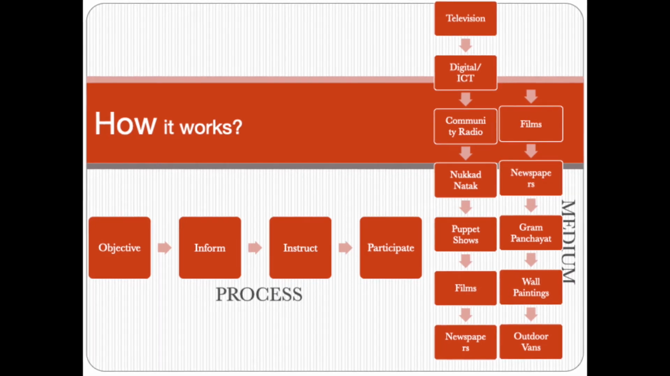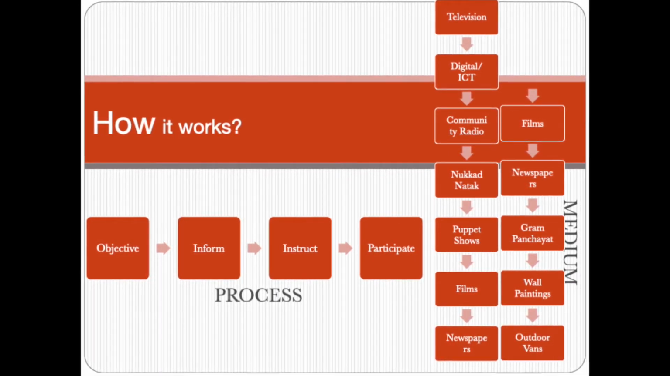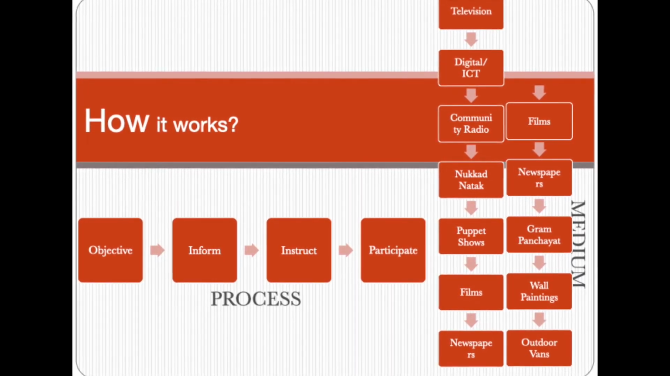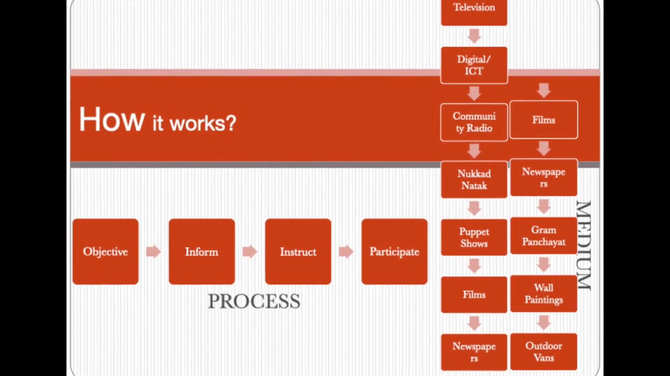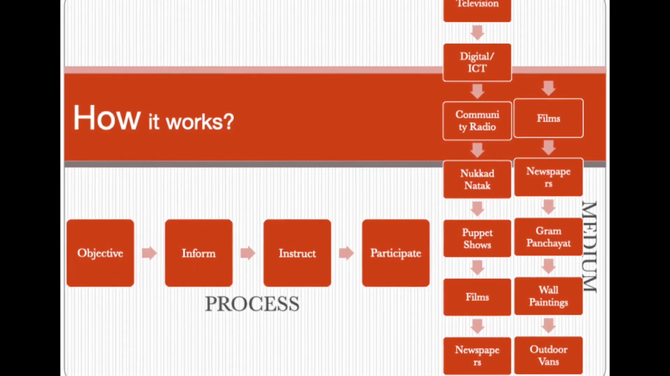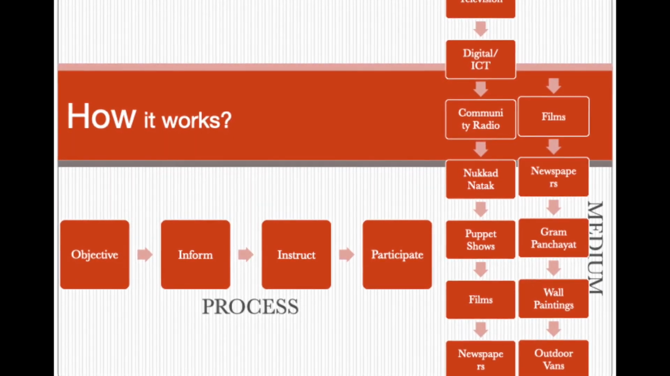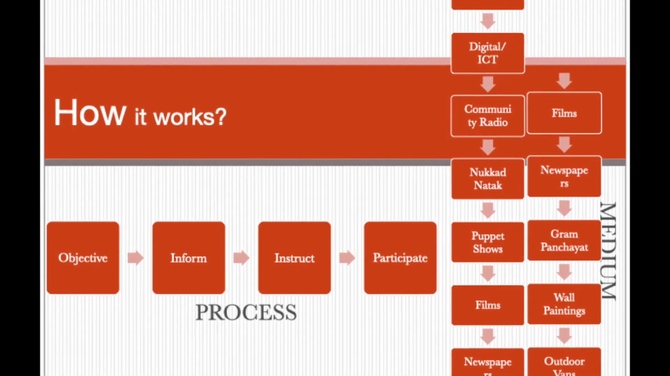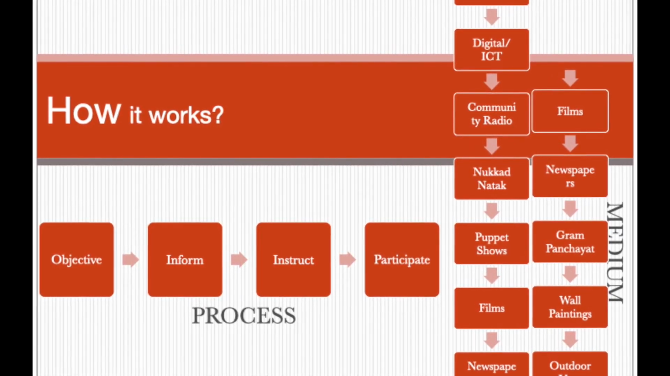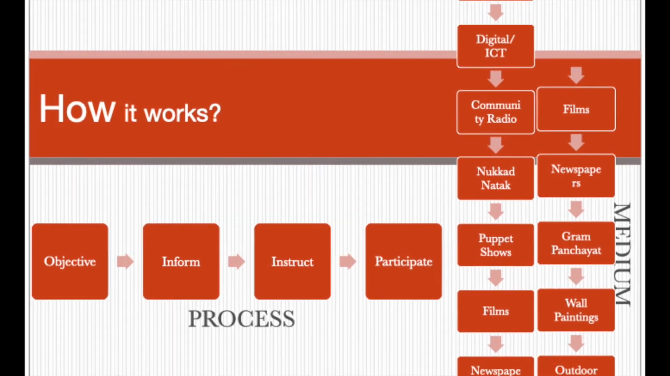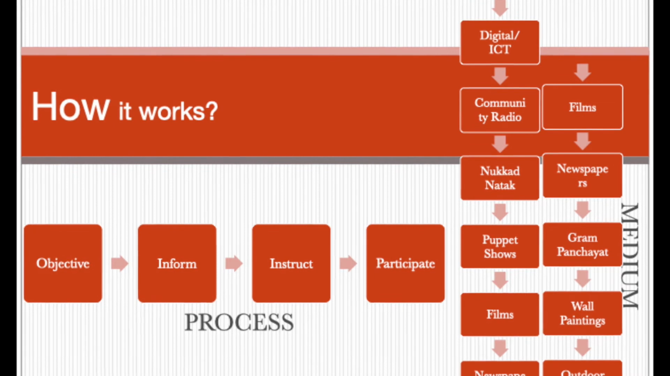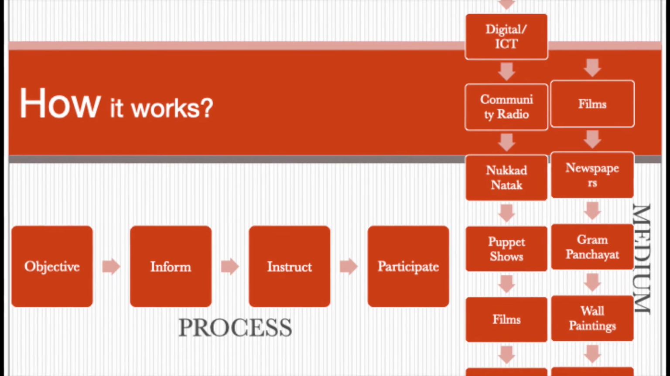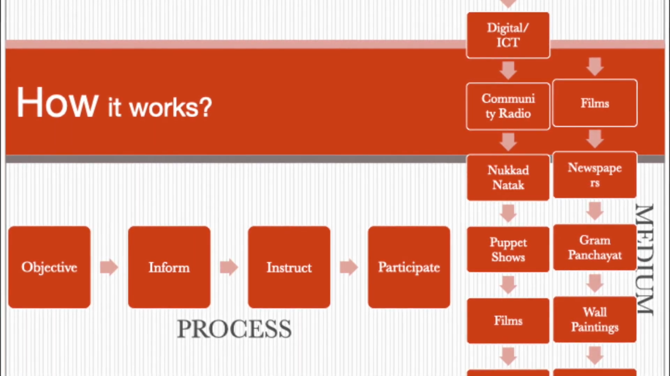Now, let's have a quick look at how it works. The development communicator identifies the root cause of the issues in the target segment. He or she further defines an objective and further informs, instructs, and lets every stakeholder participate in the developmental process. The development communicator chooses the sustainable model with the optimum utilization of the resources and mediums that may include television, digital, community radio, films, newspapers, nukkad natak, nautanki, puppet shows, wall painting, or gram panchayat.